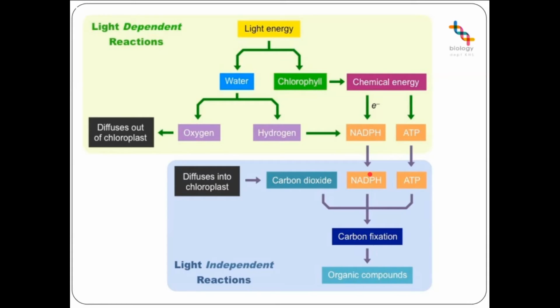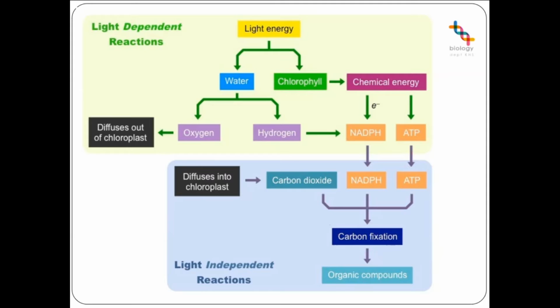stage. Our light independent reactions then are taking in carbon dioxide, which is coming into the chloroplast. We're using that hydrogen from the first stage. We're using some ATP energy produced in the first stage, and this results in what we call carbon fixation, or combining carbon with other molecules to form specific organic compounds.